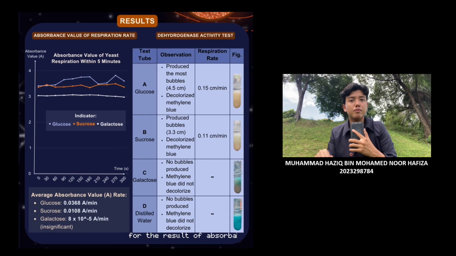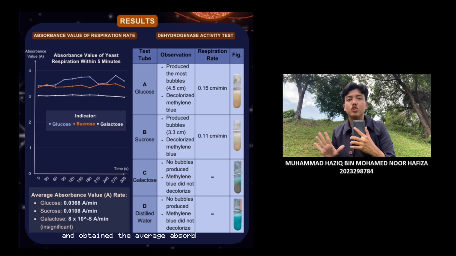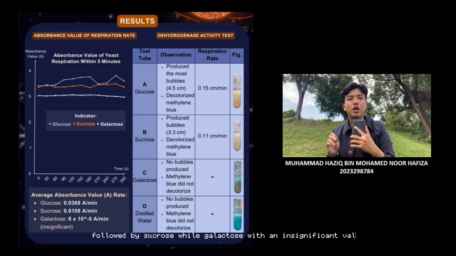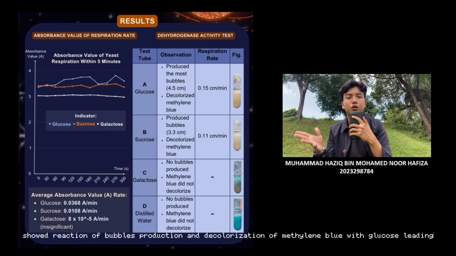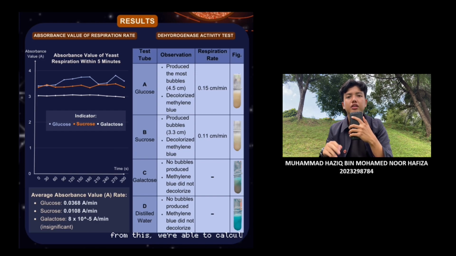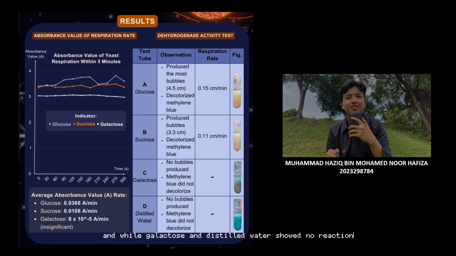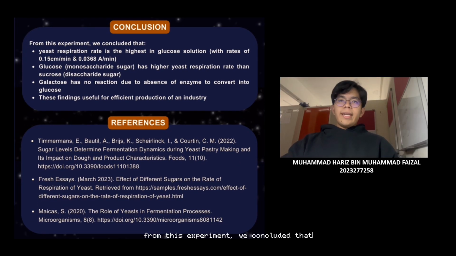For the results of absorbance respiration rate, we are able to plot all the data into a graph and obtain the average absorbance value rate, with glucose being the highest, followed by sucrose, while galactose has an insignificant value. As for the dehydrogenase activity test, both glucose and sucrose show a reaction of bubble production and decolorization of methylene blue, with glucose leading. From this, we are able to calculate the respiration rate, while galactose and distilled water show no reaction.